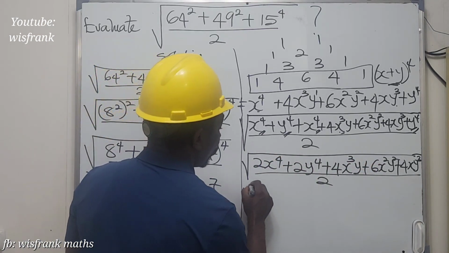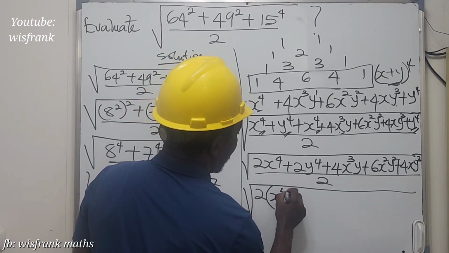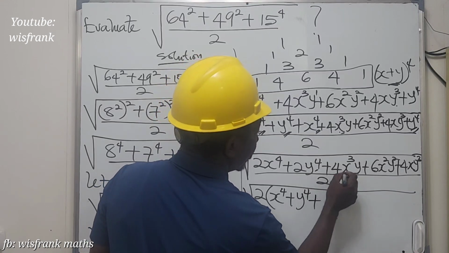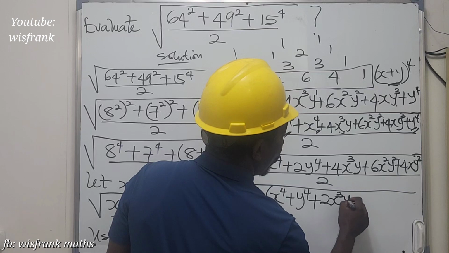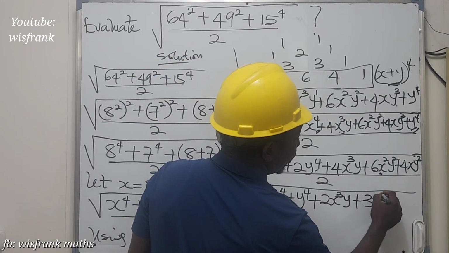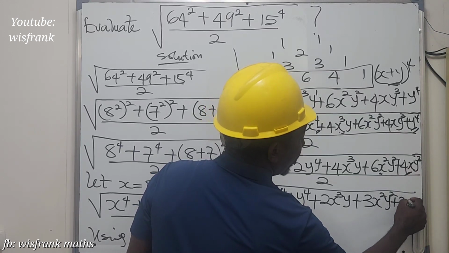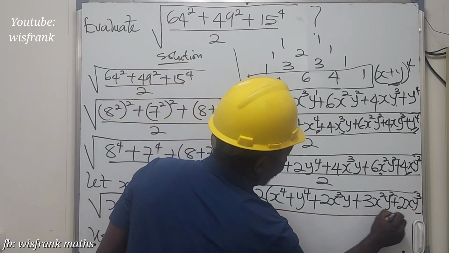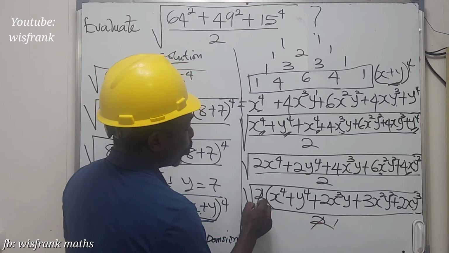So we have here square root of 2 into, we have x to the power of 4 plus, here we have y to the power of 4. We have plus, here we have 2x to the power of 3 y plus, this divided by 2 will give us 3x to the power of 2 y to the power of 2. This divided by 2 will be plus 2x y to the power of 3. So all over 2. So in this case, 2 will cancel here 1 and 2 will cancel here 1.